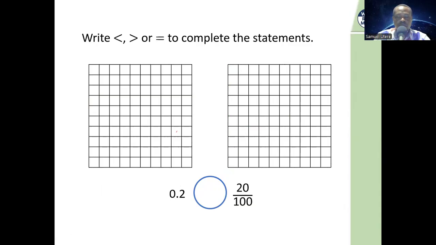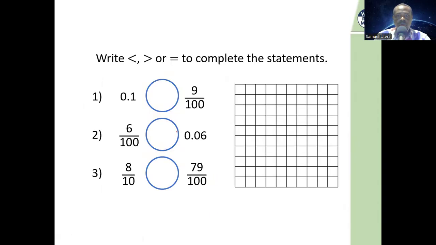Next, if we are asked to shade 0.2, 0.2 is 2/10. So that means we're going to shade 2 columns, which is 20 hundredths. And if we shade 20 hundredths, we can see that they're the same. So we use the equal sign. Pause the video and try these questions. Okay, assuming you've paused the video and you've tried them, here are the answers.